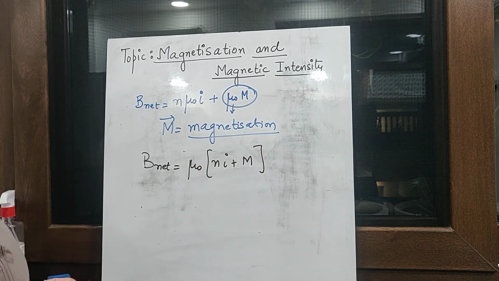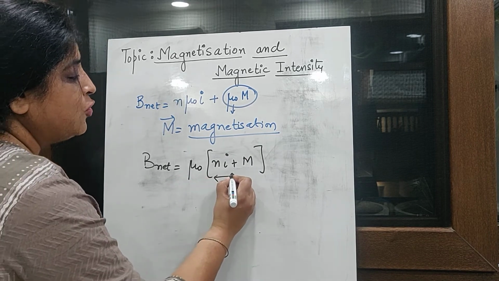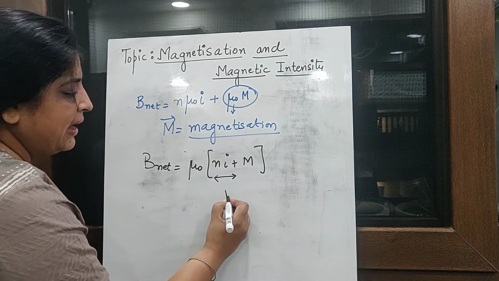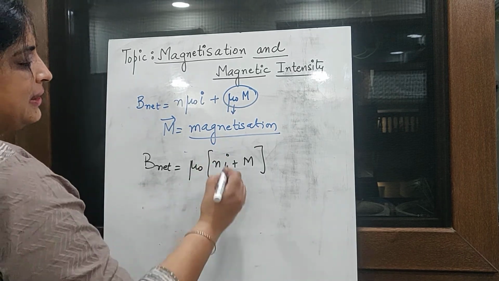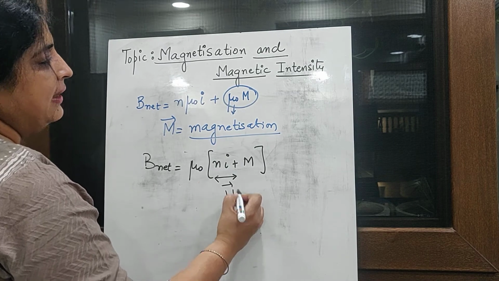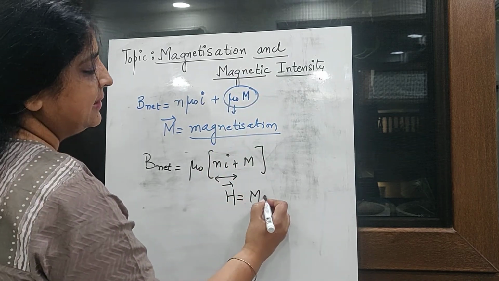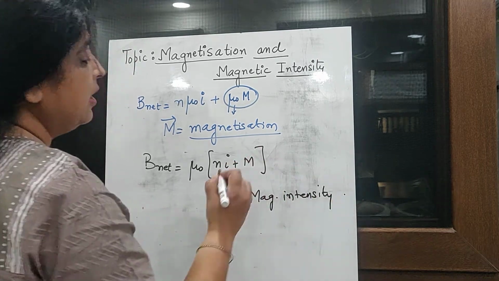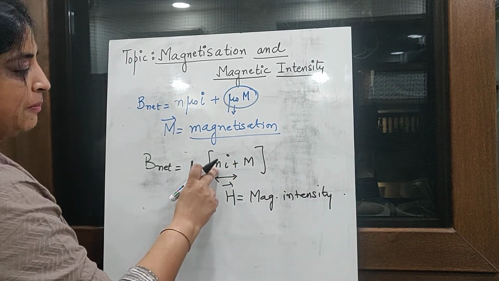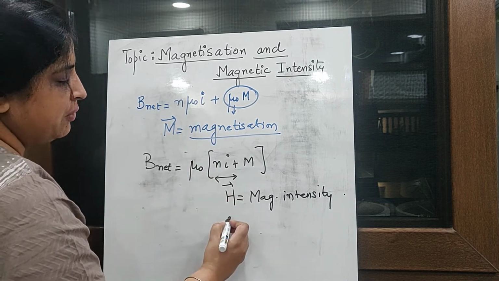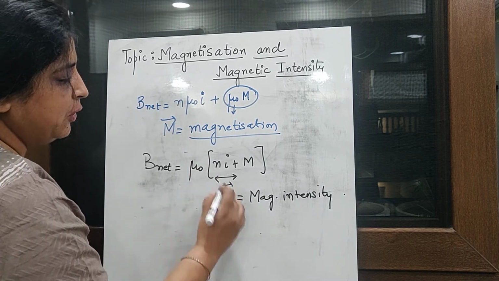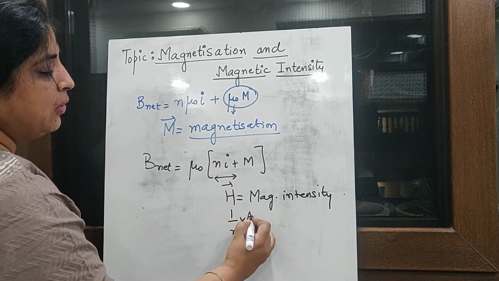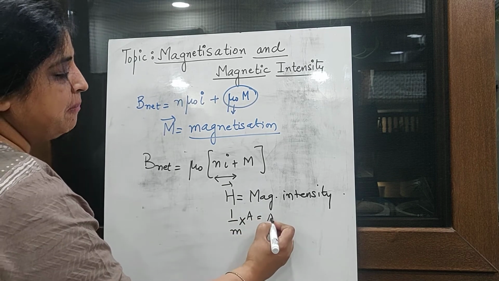Now this factor N into I, the number of turns per unit length into the current, is given another name H. The symbol is H and the name of the symbol is magnetic intensity. This was the number of turns per unit length, hence number has no unit and per unit length has unit 1 upon meter. I has unit A. So this becomes ampere per meter.